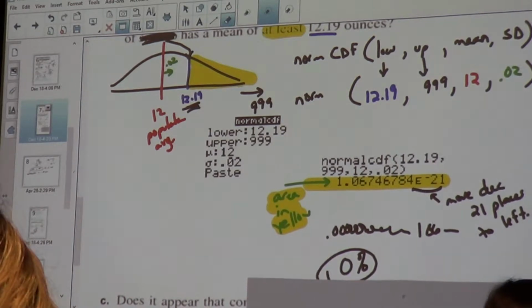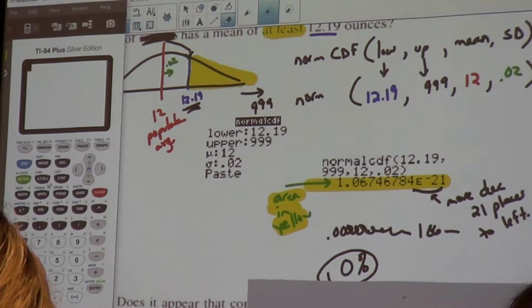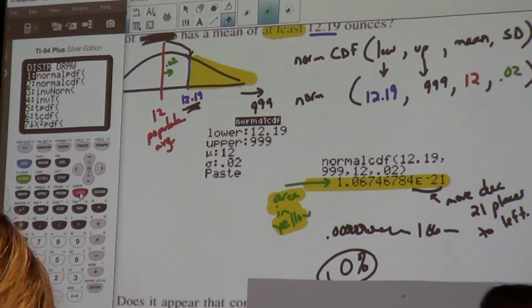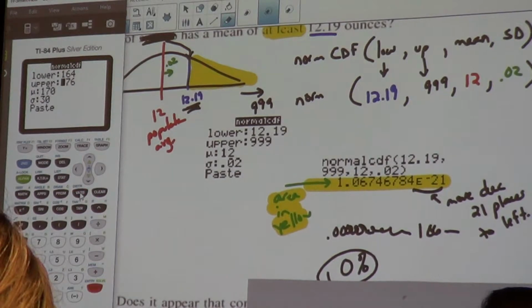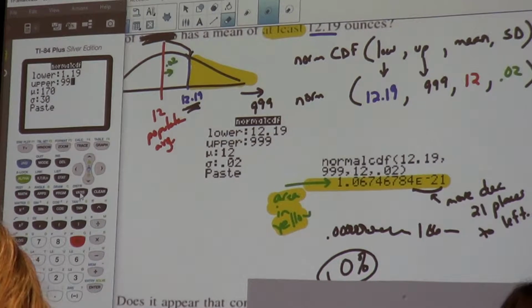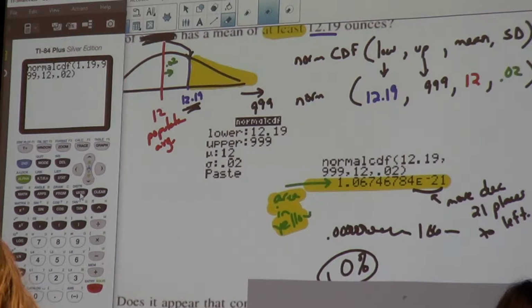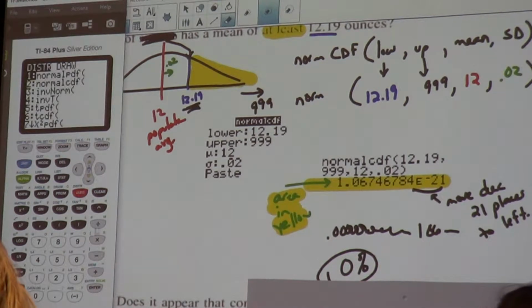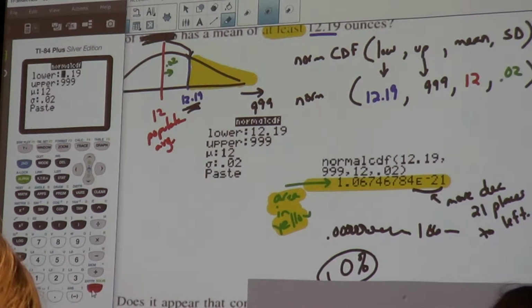Now, let me show you how it looks in your calculator. If I do second bars, normal CDF, my lower limit is 12.19, my upper limit is 99, my mean is 12, and my standard deviation is 0.02. Normal CDF, 12.19.